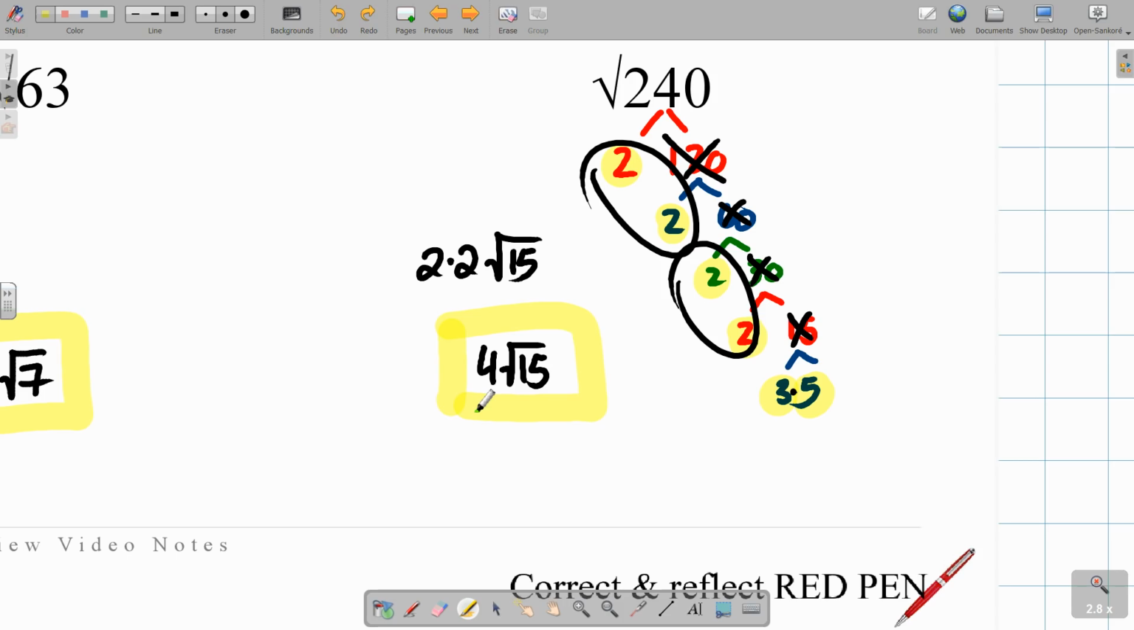If you did these correctly, give yourself a giant smiley face. If you did not, take a moment and figure out where you dropped the ball and write yourself a note so you don't forget. So that's called simplifying a radical.